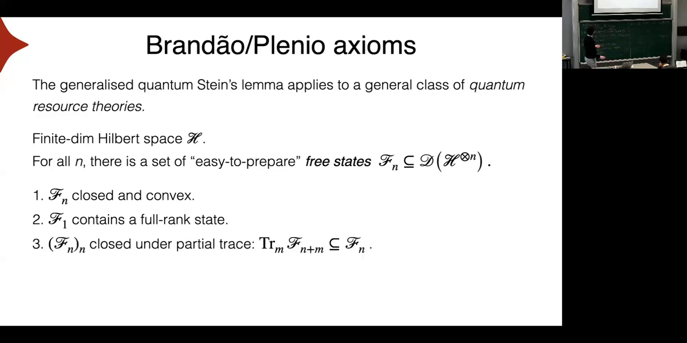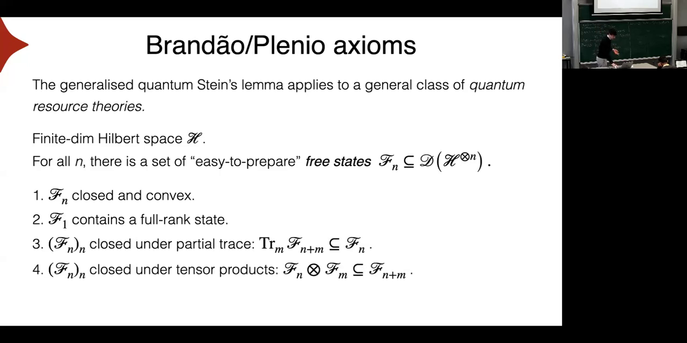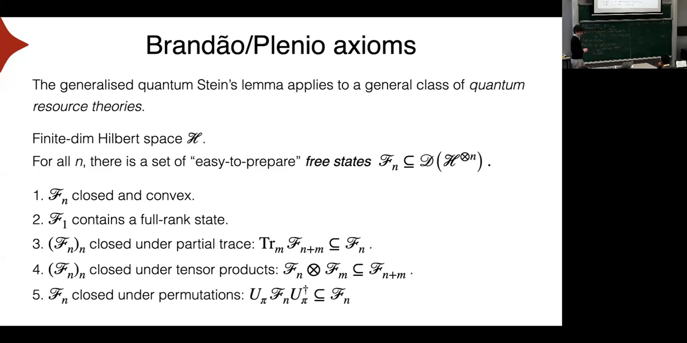And we want the sets to be closed under partial trace. So if you trace out some copies of the system, it should also be a free state. That's also very reasonable, like throwing away systems is always a free operation. And also closed under tensor products. And finally, closed under permutations. These axioms are there because they're basically abstractions of the axioms that the set of separable states obey.